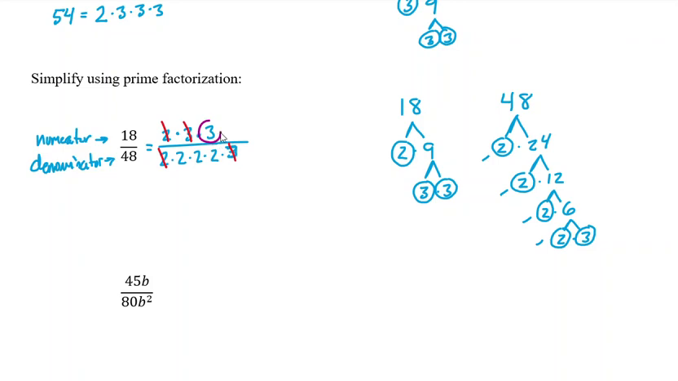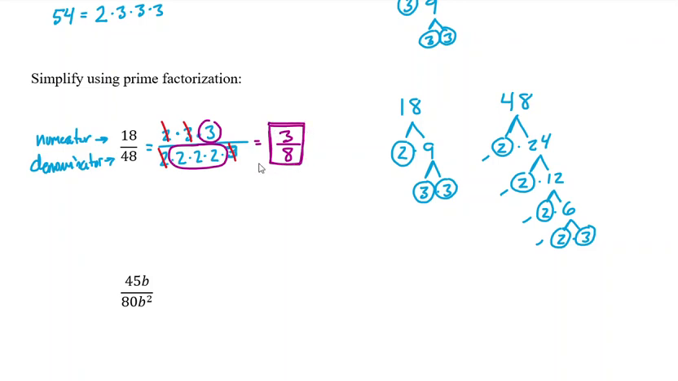On top, what's left over is 3, so my new fraction is going to have 3 on top. And on the bottom, we have 2 times 2 times 2, which is 8. And so 18/48 reduces to 3/8. And that is the final answer.